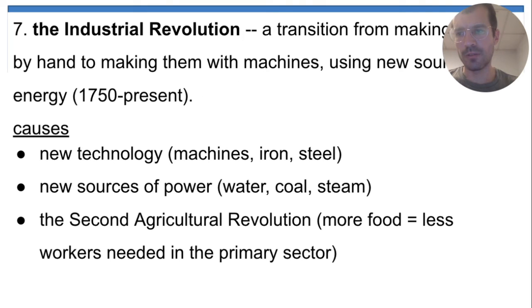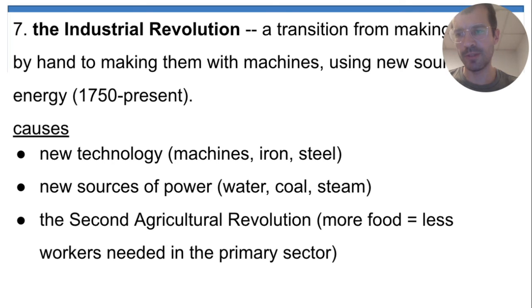The last cause you've already learned about, the Second Agricultural Revolution, also known as the British Agricultural Revolution. The Second Agricultural Revolution led to more food being produced in England, which meant that there was less of a need for farmers. Without that excess of farmers, there wouldn't have been people available to work in factories.